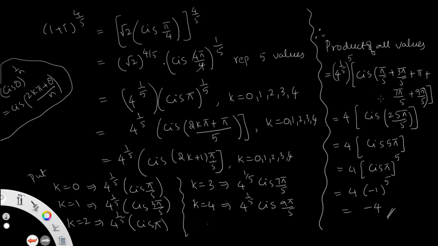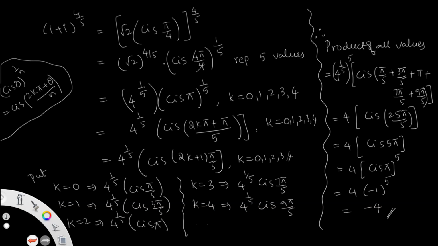Cis alpha into cis beta is nothing but cis of alpha plus beta. So all those angles you should add. Then you get cis of 25 pi by 5, that is cis 5 pi, nothing but cis pi, since 5 is odd, that is minus 1, that is minus 4 only. So this is the value for question number 11. The product of all values is what he is asking. That's why we completed this. So practice on this most.